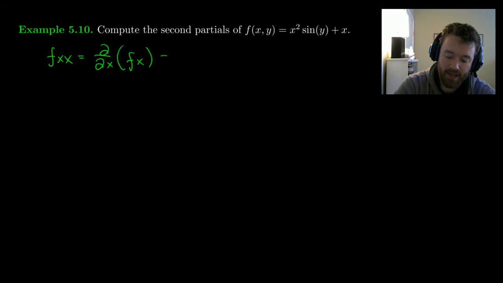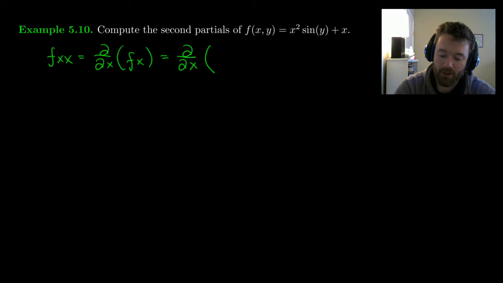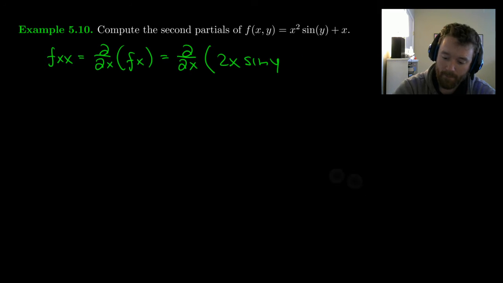And so this is then going to be a partial with respect to x. We've looked at the partial with respect to x of x squared sine y plus x. This is 2x sine y plus 1. And if I take a second partial with respect to x, then I'll get 2 sine y.